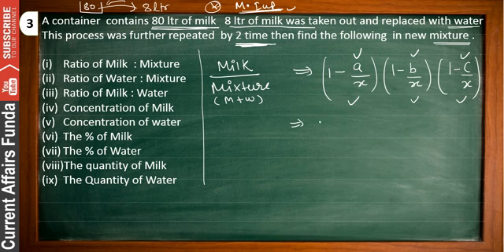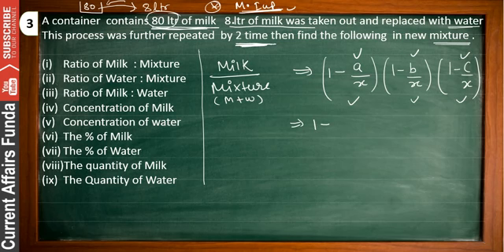And what is x here? X is the total quantity of mixture. What is the total quantity? Total quantity is 80 liter. That is your x here. Okay, so right now apply the same method.